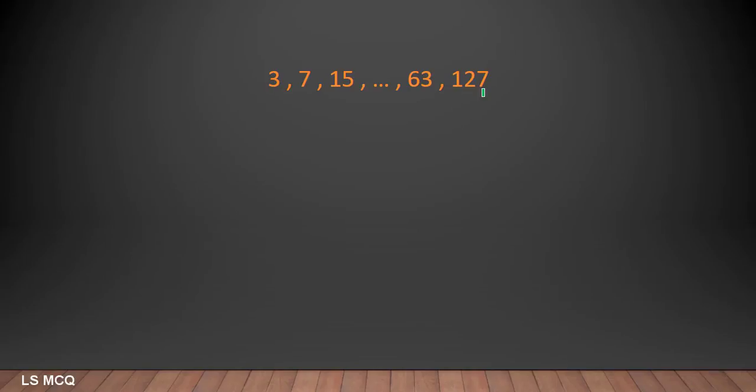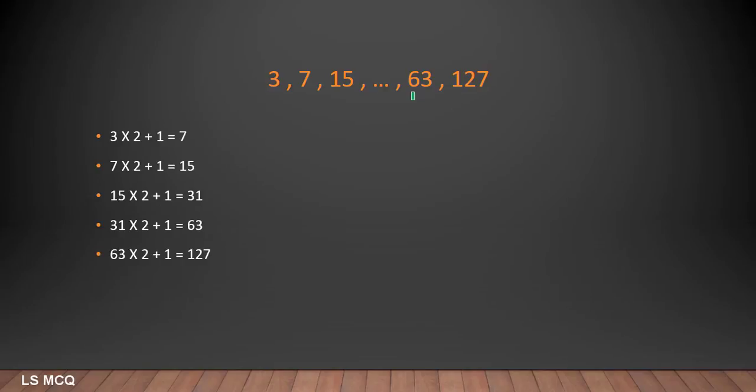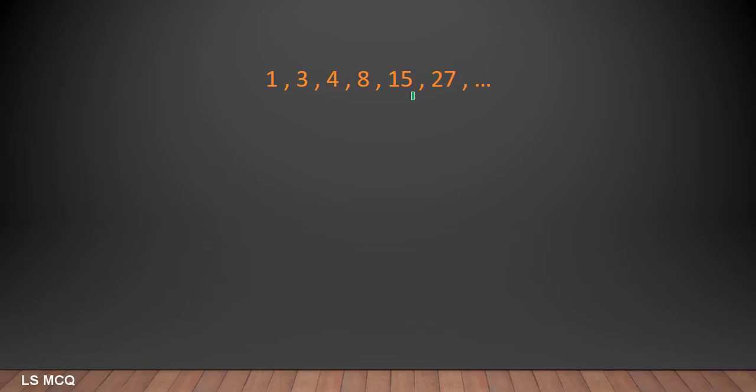Okay, let's move on to next one. The question is 3, 7, 15, something, 63 and 127. So it's 3 into 2 plus 1, 7 into 2 plus 1, 15 into 2 plus 1, and so on. I hope you are getting this pattern. The second number is 3 into 2 plus 1. This number is 7 into 2 plus 1. This number is 15 into 2 plus 1. This number is 63 into 2 plus 1. I hope this pattern was clear. Let's move on to next sequence.